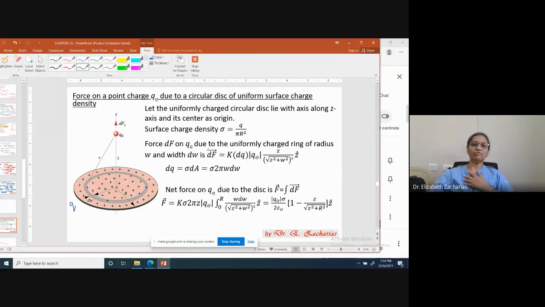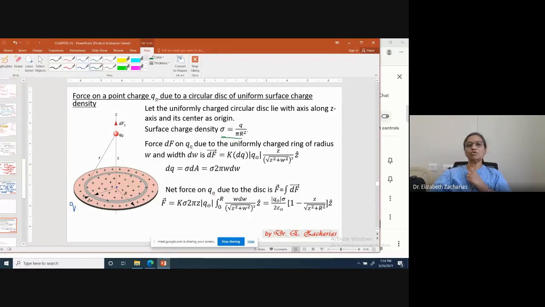What you have to realize is that this is going to be a surface charge distribution. Therefore, the first thing you do is write your sigma. Surface charge density is total charge divided by the area. The area of a circular disk is pi r square.